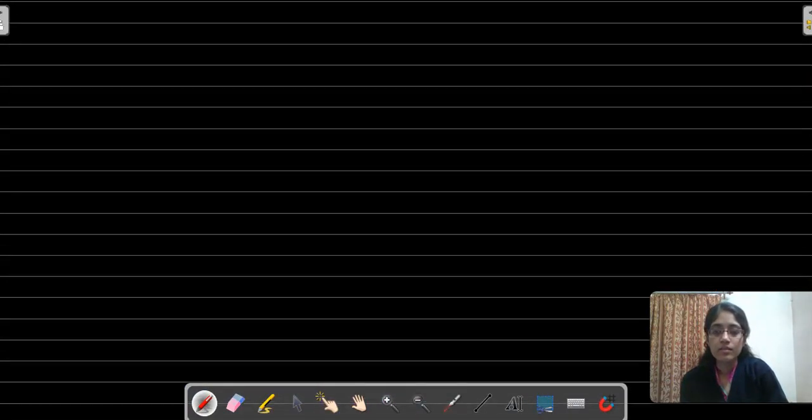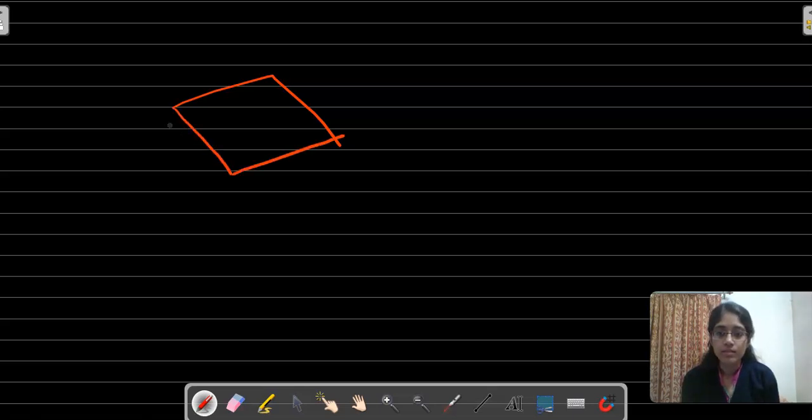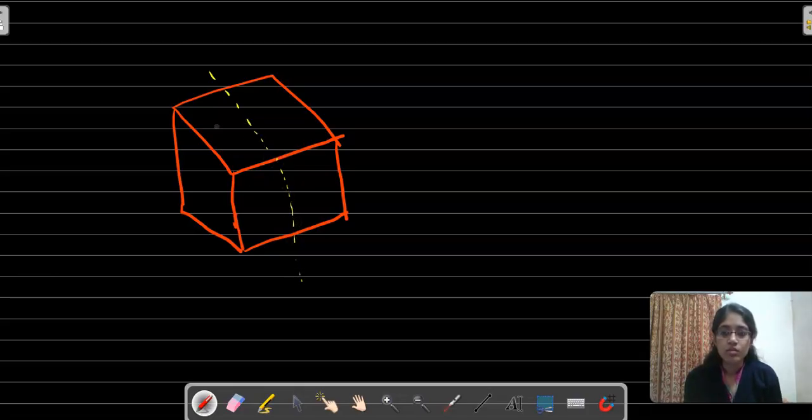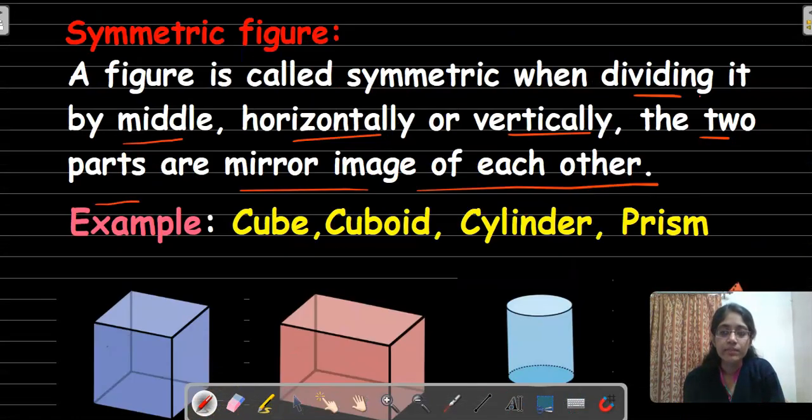That is, there is a figure, suppose like this, that is a cube. Now divide this like this. So these two parts are mirror image of each other. Or if you divide this like this, like horizontally, then these two parts are mirror image of each other. So this figure is a symmetric figure.